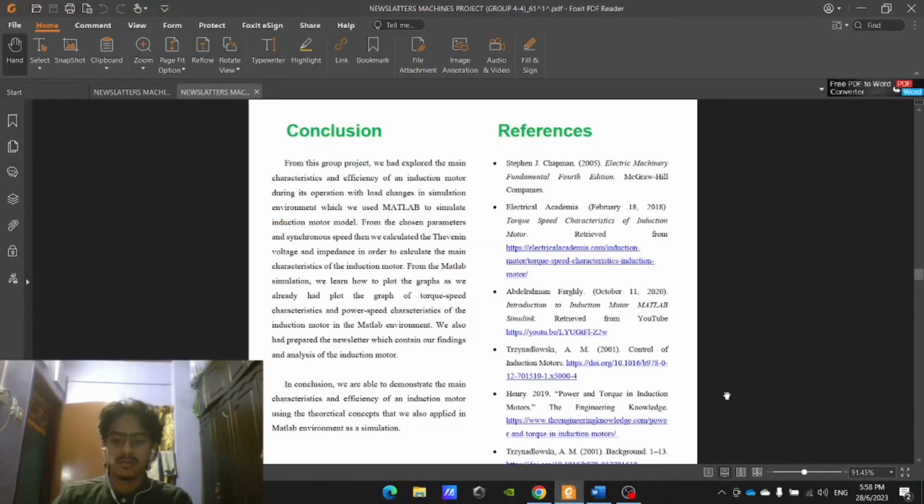So as a conclusion from this group project, we explored the main characteristic and efficiency of an induction motor during its operation with load changes in a simulation environment, where we used MATLAB to simulate the induction motor model. From the chosen parameters and synchronous speed, we calculated the Thevenin voltage and impedance in order to calculate the main characteristic of an induction motor.